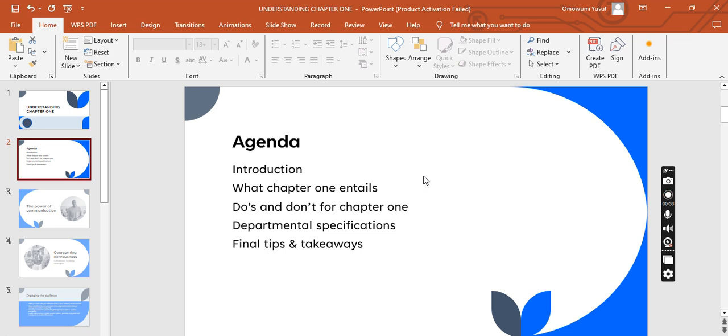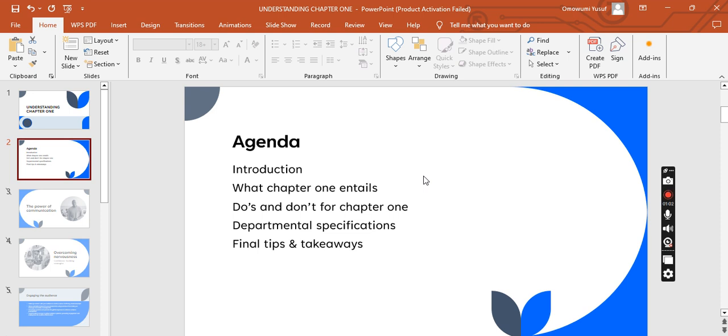Then for the introduction part, if there's one thing I want us to know, it is that chapter 1 for every department is the same. For you to start your work, there must be chapter 1. Chapter 1 is the beginning of your work, and it's not just any other beginning. It is you setting the foundation of your research work.